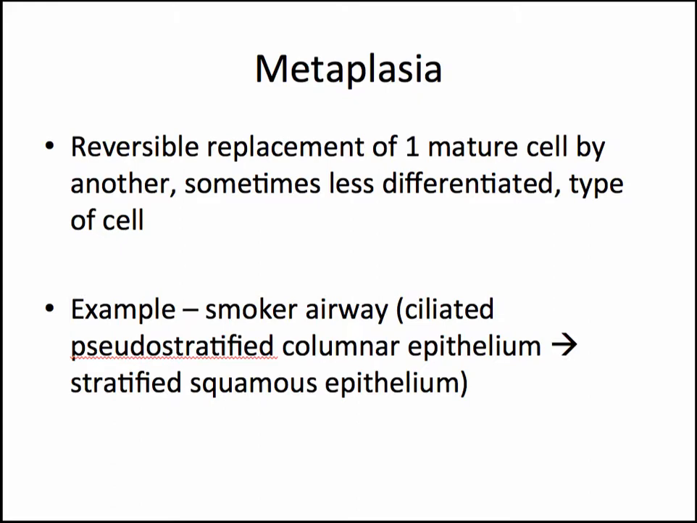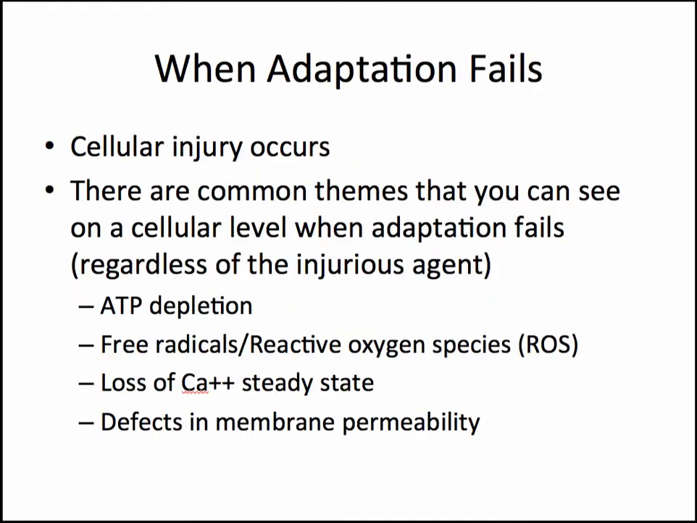Metaplasia is the reversible replacement of one mature cell by another, sometimes less differentiated type of cell. The best example of this is the smoker's airway, where ciliated pseudostratified columnar epithelium is exchanged for stratified squamous epithelium. Stratified squamous epithelium is more resilient to the irritation induced by smoke.